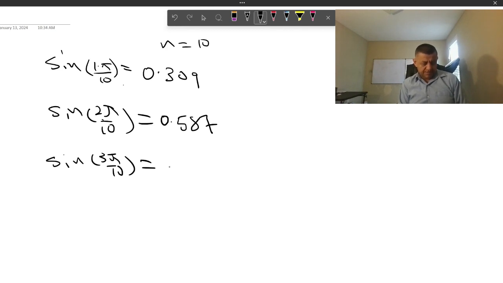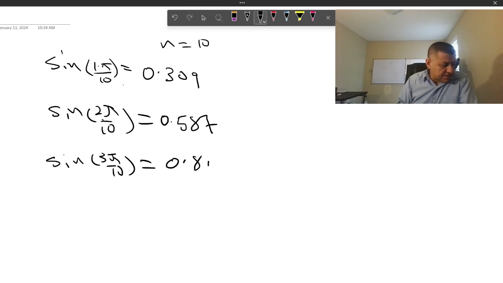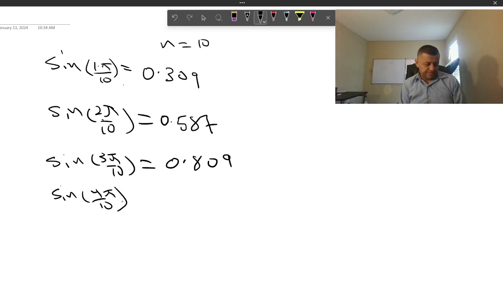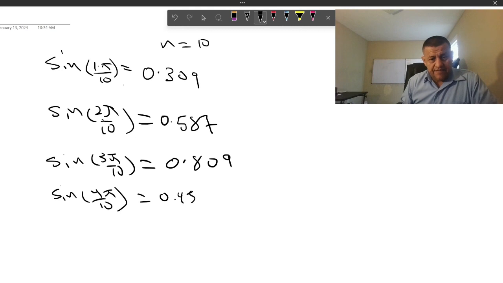3 pi over 10 is equal to 0.809, and then sine of 4 pi over 10. So sine of 4 pi over 10 is equal to 0.951.